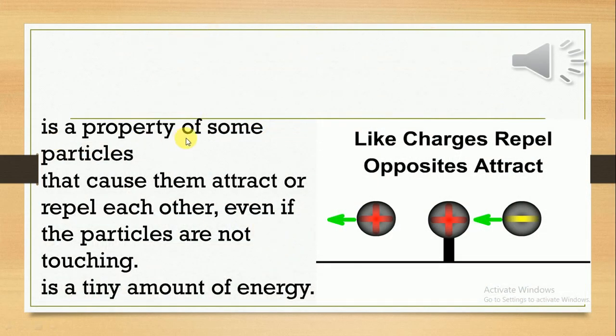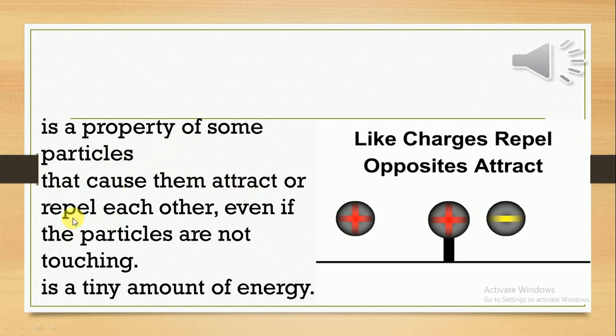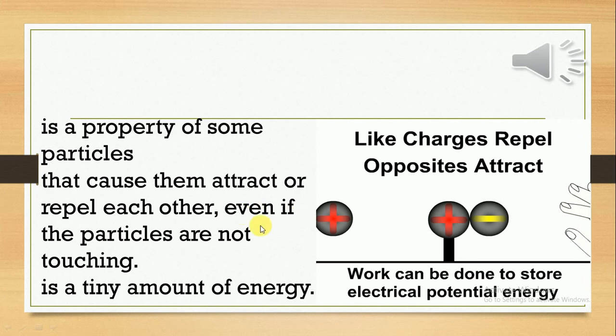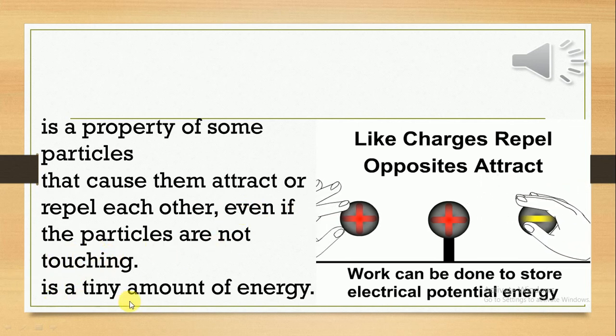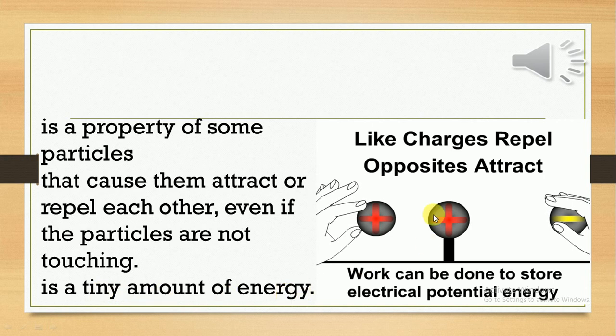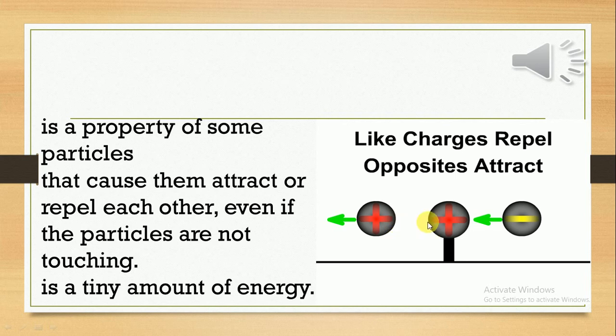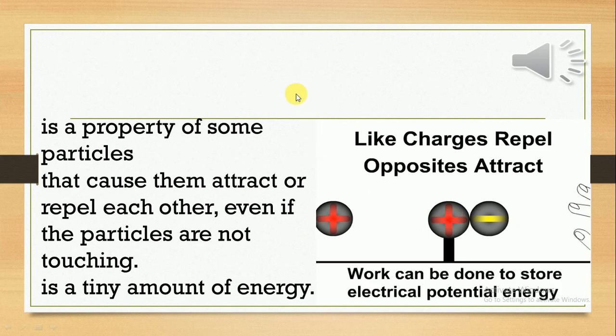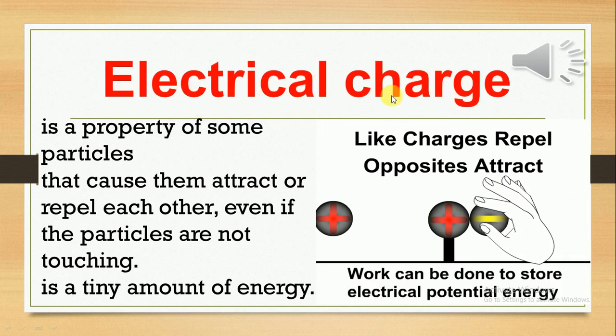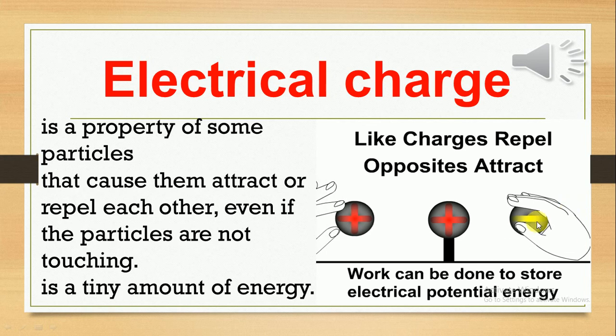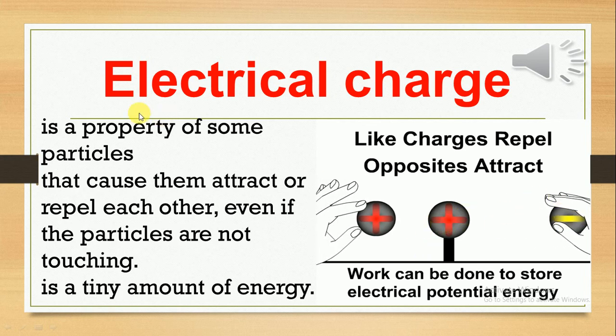Okay, time for new words. It is a property of some particles that causes them to attract or repel each other, even if the particles are not touching, and we can call it a tiny amount of energy. Can you tell me what it is? As you see here, positive and positive repel, negative and positive attract. So it's electrical charge. Good job. Electrical charge, positive and negative electrical charge.